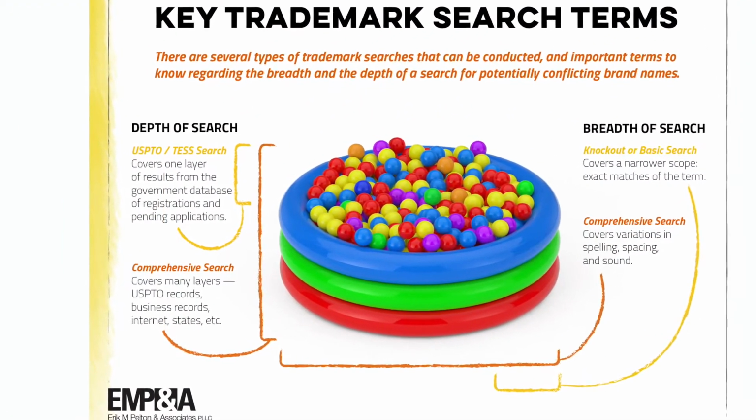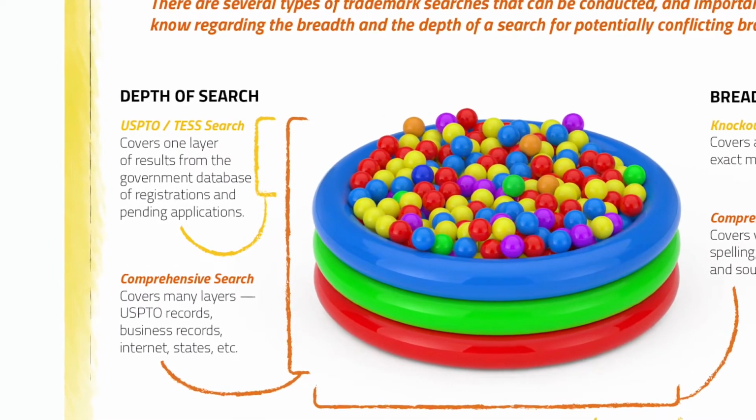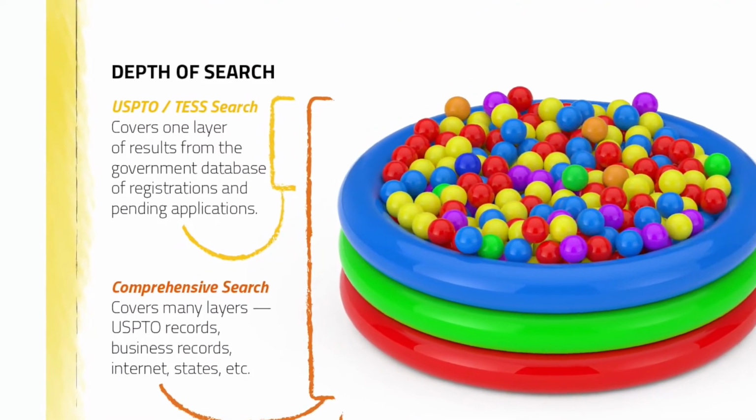The depth of the search is whether it's just covering the USPTO or whether it's covering all the layers, which would be the USPTO plus common law, state databases, domain names, the internet. All of those layers together is the full depth of the ball pit, and that's the comprehensive search. If you're only searching the USPTO, which has a lot of value in a lot of circumstances, you're only searching one layer of the ball pit.